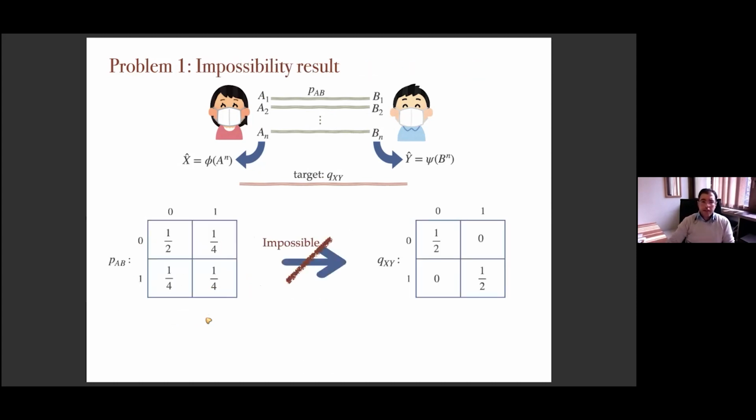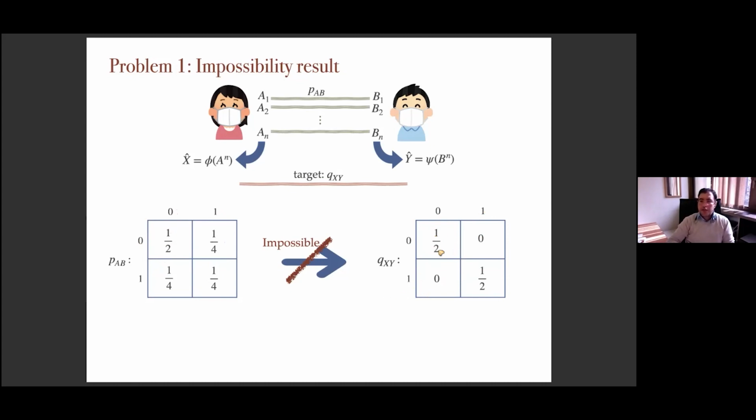Let me give you an example. Suppose that the source distribution is this one here. The probability of A being 0 and B being 0 is 1/2. The probability of A being 0 and B being 1 is 1/4, and so on. So this is the source distribution, and here is the target distribution. In the target distribution, A and B are both 0 with probability 1/2, and they are both 1 with probability 1/2, and they are never 0,1 or 1,0.